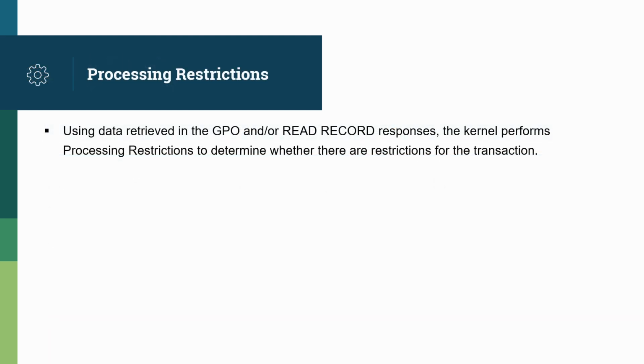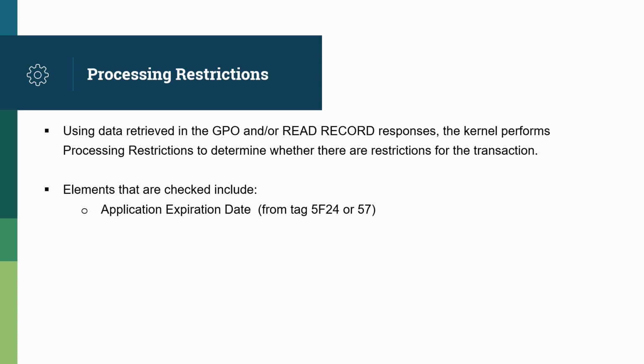Let's start with processing restrictions. The concept is quite simple. Using data retrieved in the GPO and/or read record responses, the kernel performs processing restrictions to determine whether there are restrictions for the transaction. The elements that are checked include the application expiration date from tag 5F24 or 57. Typically, tag 5F24 would be preferred, but if it is not present, the kernel may extract the expiration date from the track 2 equivalent data.